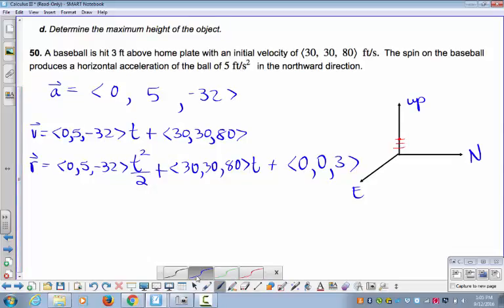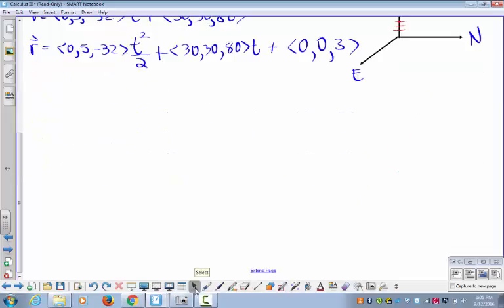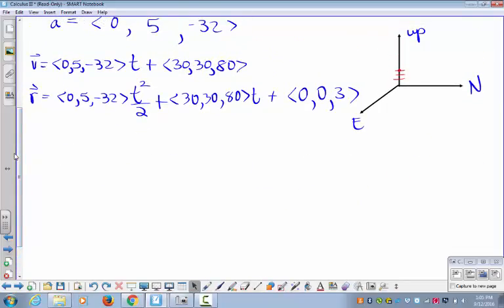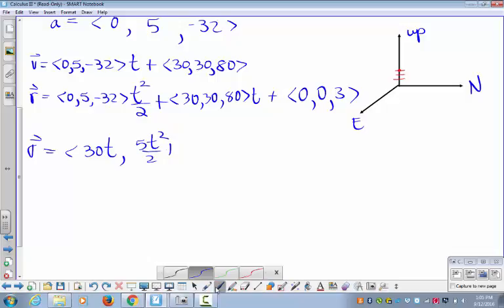position vector, kind of messy, and we can clean it up by combining the x's, combining the y's, and combining the z's. So if we combine our x's first, the only non-zero one is 30t. Combine the y's, we get 5t squared over 2 plus 30t. And then combine our z's, we get negative 16t squared plus 80t plus 3. So that's our position at time t. Plug in t equals 0, you're at 3.